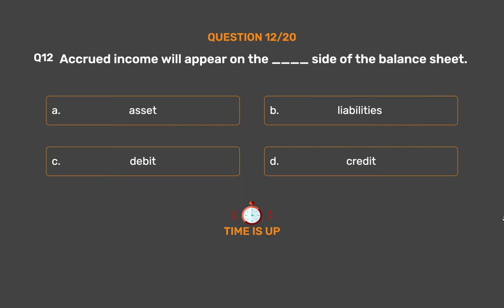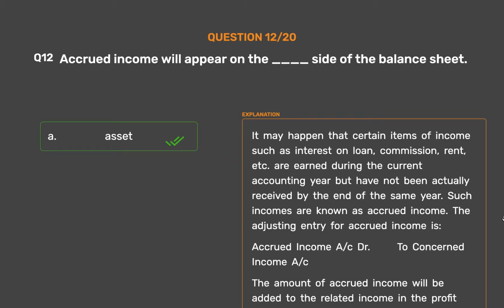The correct answer is option A, asset. It may happen that certain items of income such as interest on loan, commission, rent, etc. are earned during the current accounting year but have not been actually received by the end of the same year. Such incomes are known as accrued income. The adjusting entry for accrued income is accrued income A/c debit to concerned income A/c. The amount of accrued income will be added to the related income in the profit and loss account, and the new account of accrued income will appear on the asset side of the balance sheet.